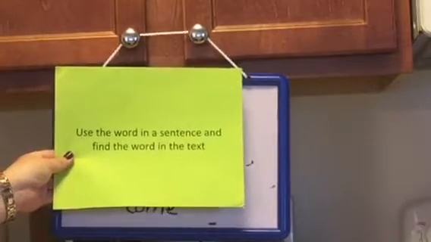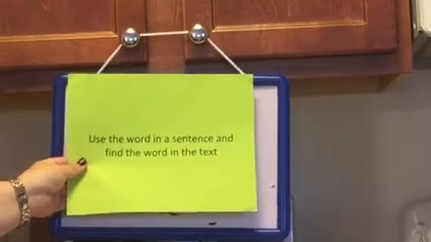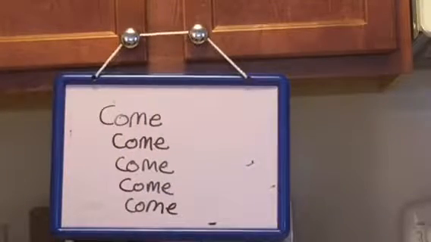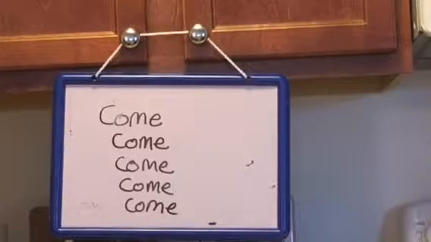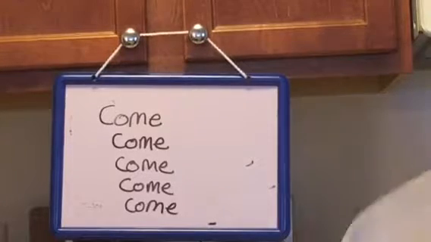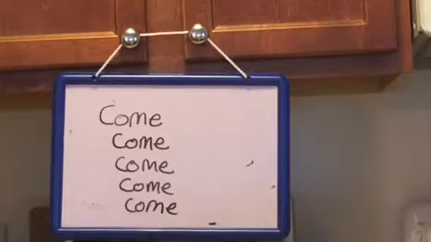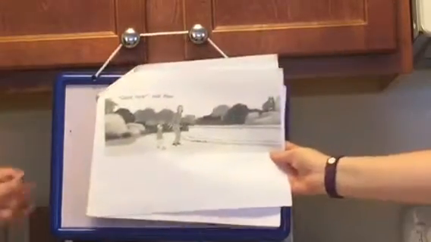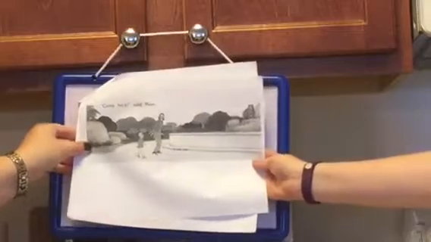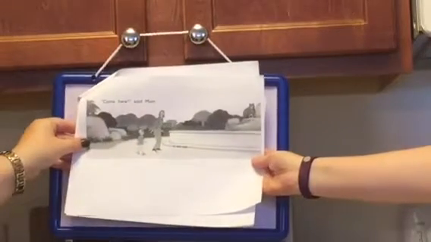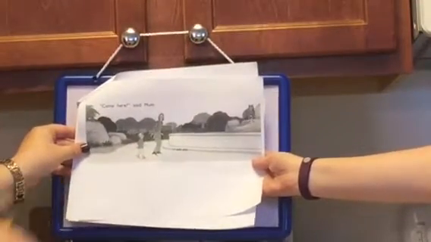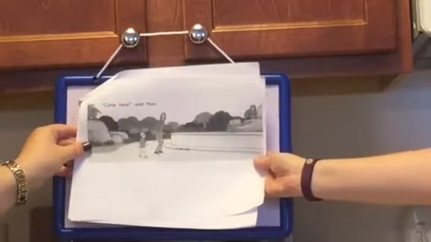Students are then going to use the word in the sentence, and then they're going to try to find it in the text. So, Sally, I'm going to come to school tomorrow. Can you put that word in the sentence? I will come to the park on Saturday. Very good. Now, we're going to go back to the book, and we're going to turn to a different page. Can you find the word come? Come. Great. Can you read the whole sentence for me? Come here, said Mom. Good.